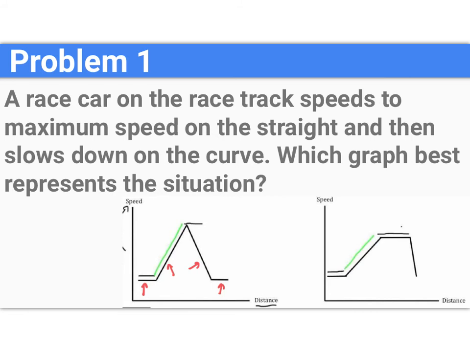Which one represents this? So we got constant acceleration to a constant speed and then deceleration. So a race car speeds, so all we have is traveling at a speed, then it speeds up on a straight, then slows back down on a curve, and then it speeds up again. So I think this graph would best represent this situation better than graph 2. I think graph 1.